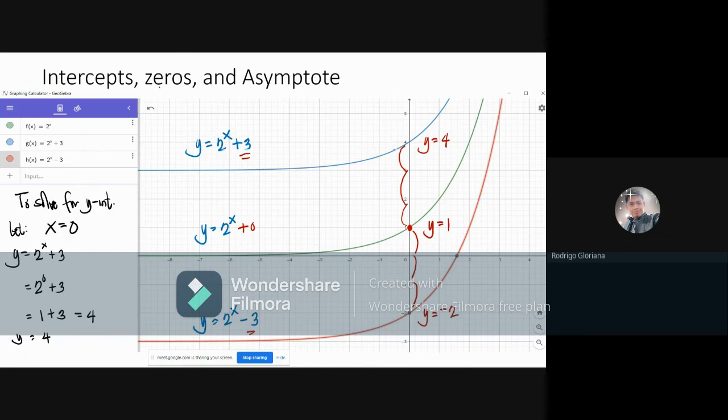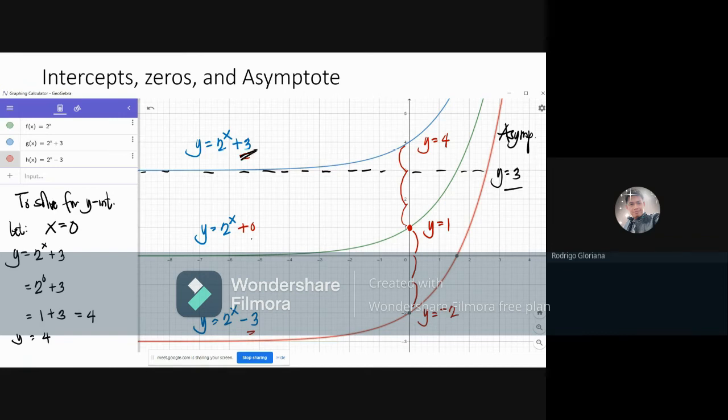Now, for the zeros, we are looking for the x-intercept. So, if you look at this part, we have y equal to 2 raised to x plus 3. So, that is above the x-axis. So, meaning to say no x-intercept, so no zeros. But it has an asymptote. So, what will be the asymptote of that graph? The asymptote, particular to that, is y is equal to 3. This will be our clue.